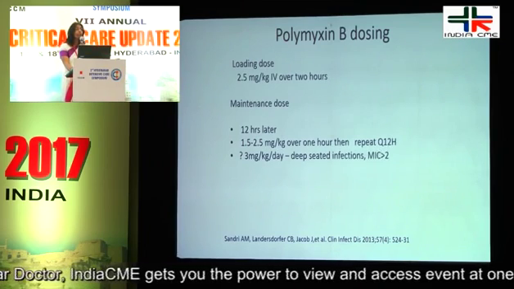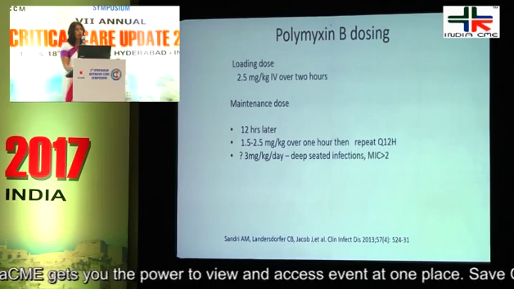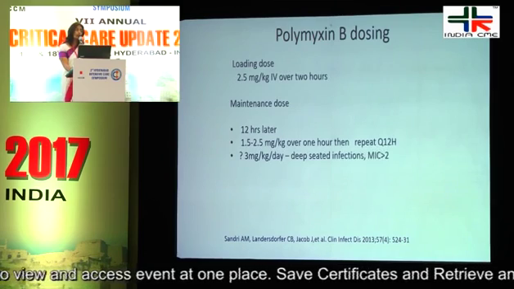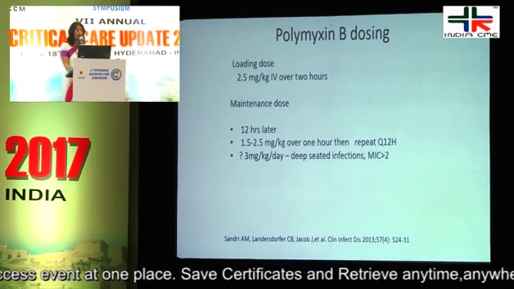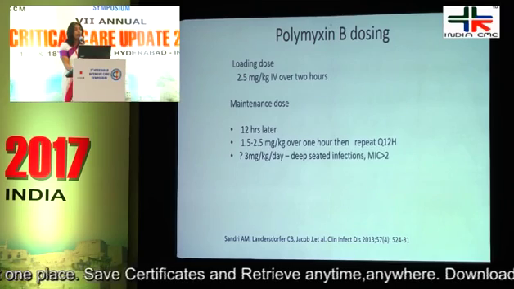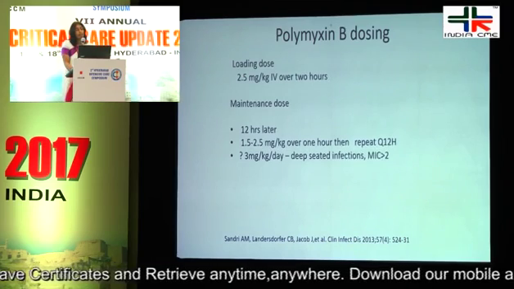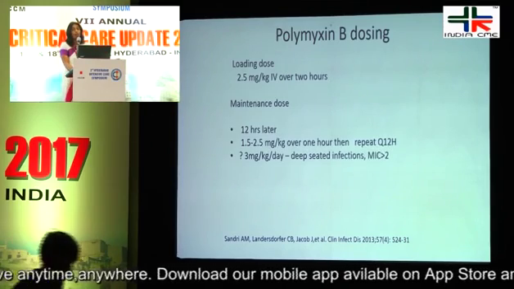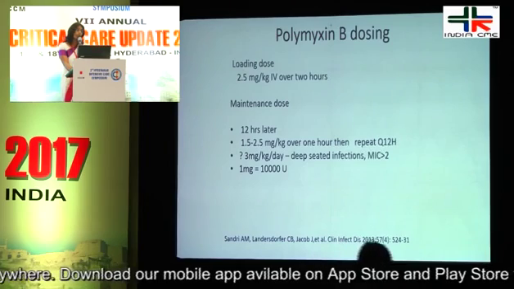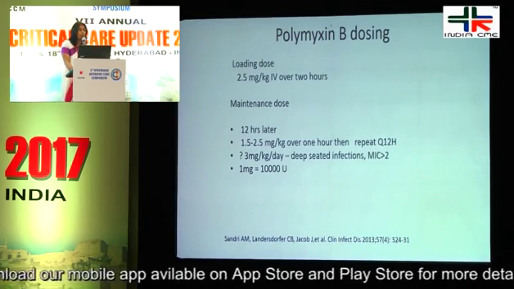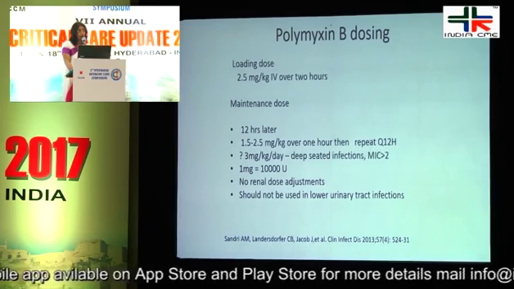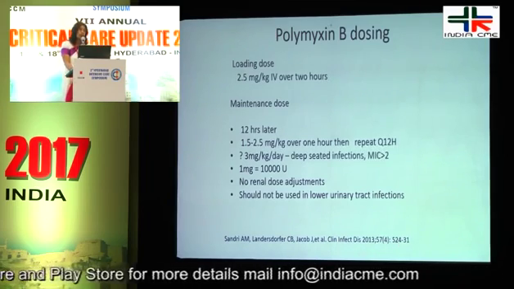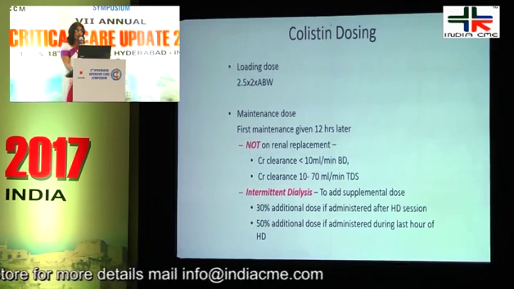It's given BD. There is one study that has looked at a higher dosage for polymyxin B, which is 3 milligram per kg. But it's not very validated, it's just a small trial, and probably we can look at giving a high dose of polymyxin B, that is 3 milligram per kilo, if we are dealing with patients who have deep-seated infections or with organisms where the MIC is more than 2. And for our understanding, 1 milligram of polymyxin B is equal to 10,000 units. And as has been mentioned earlier, there is no need for renal dose adjustment and it is not preferred to be used in lower urinary tract infections.